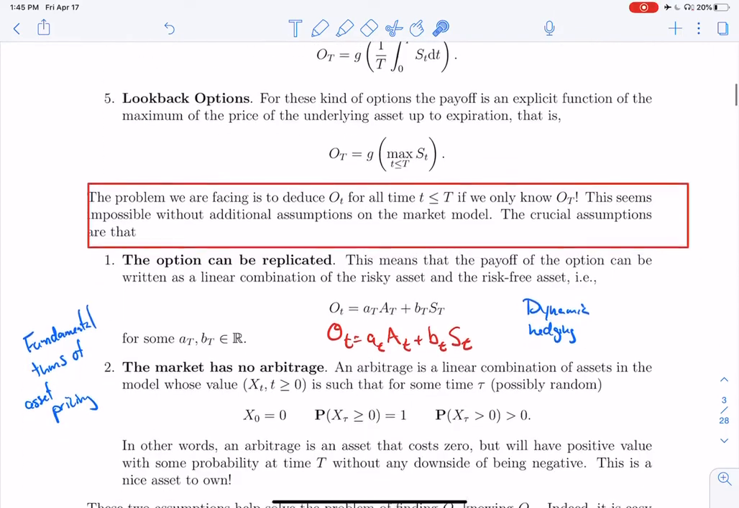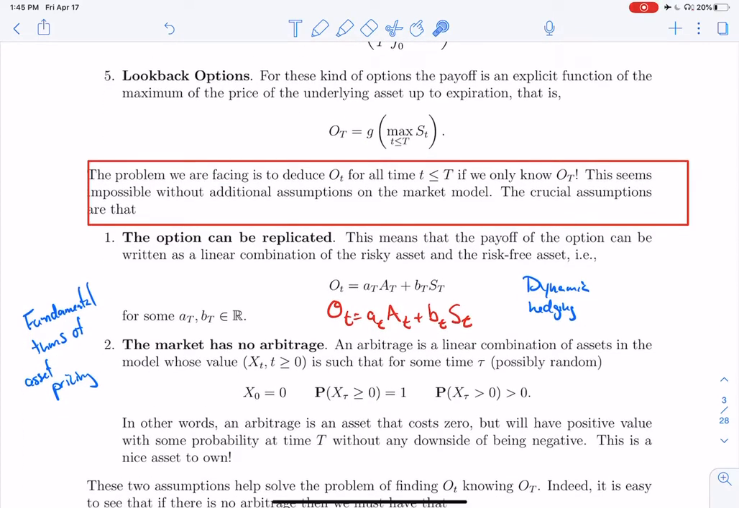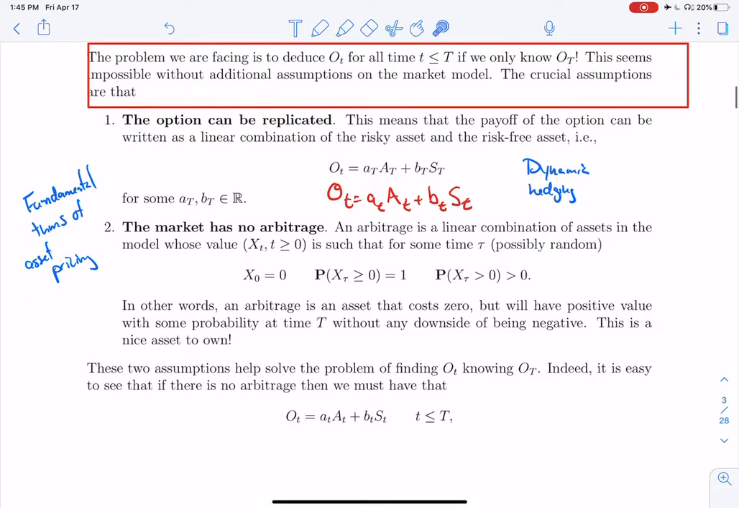Okay, so let's go back to our problem. The problem we're facing is how can I find O_T at every time T if I only know the last value? So we need two assumptions. First of all, that the options can be replicated.